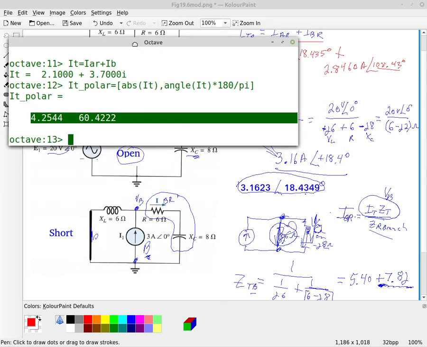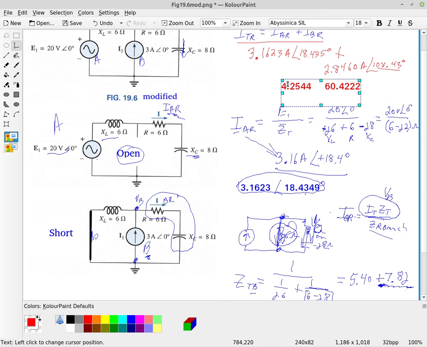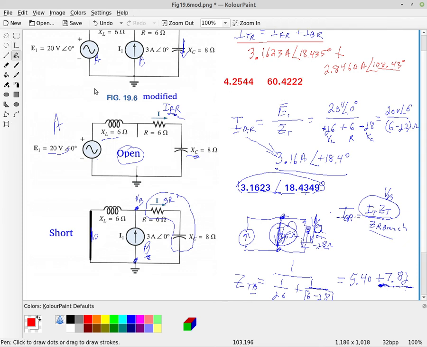That is the polar form. And again, the units for that are amperes and degrees, so if I was going to put that into Blackboard, it would be 4.25 amperes at an angle of 60.4 degrees. Okay, so that is superposition in AC circuits.